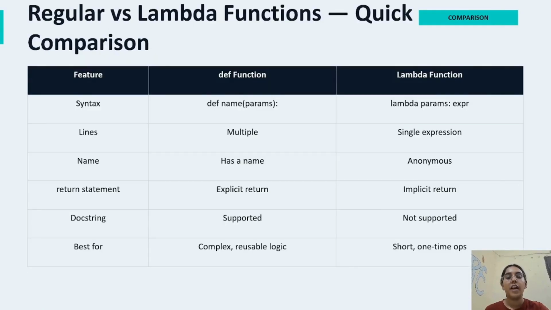Now we have a regular versus lambda functions comparison. You can see it here, features, and we have def functions and lambda functions. Regular def functions can have multiple lines, a name, a docstring, and an explicit return. Lambda functions are single line, anonymous, and return implicitly. Use def for complex reusable logic. Use lambda for short one-time operations. Both have their place.